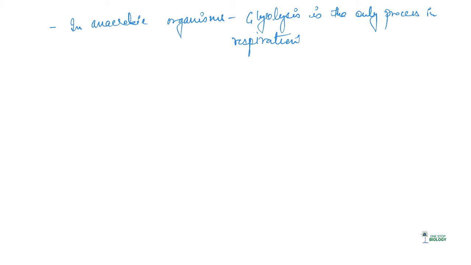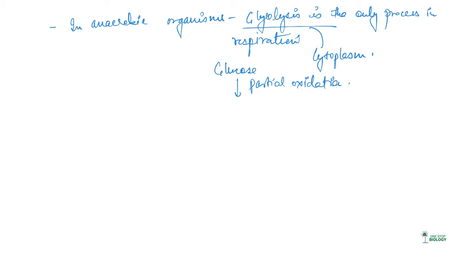Right. So basically, glycolysis occurs in the cytoplasm. Glycolysis occurs in the cytoplasm of the cell and is present in all living organisms. What happens in this process? Glucose undergoes partial oxidation, and it forms two molecules of pyruvic acid, right?